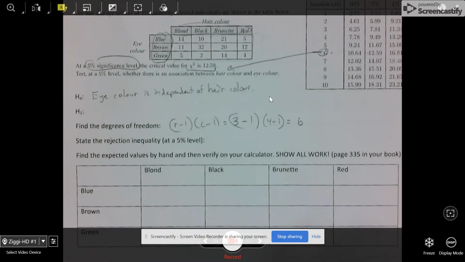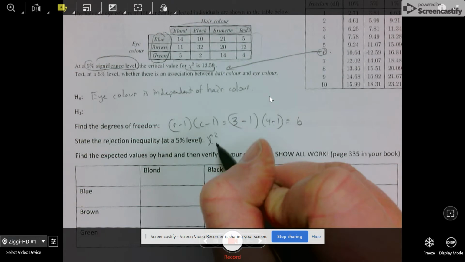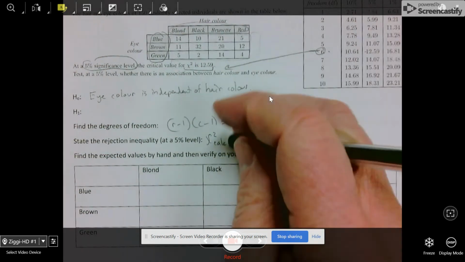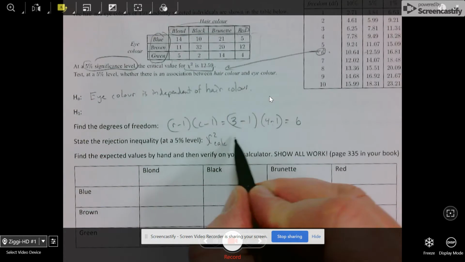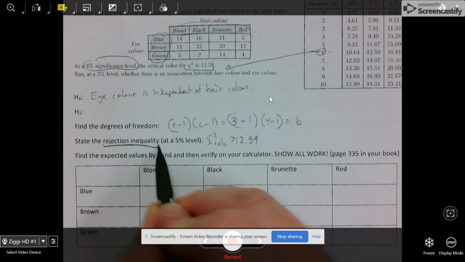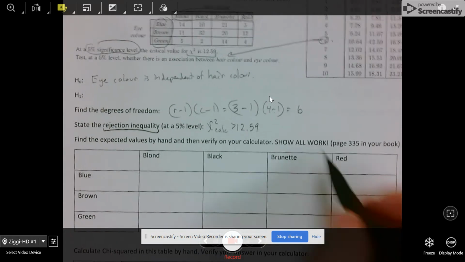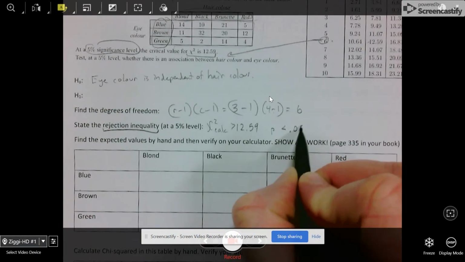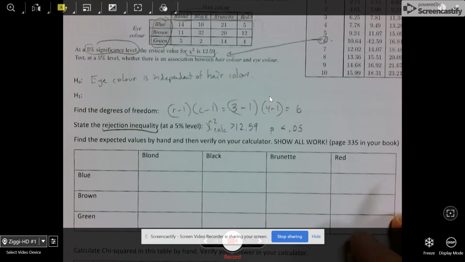The rejection inequality: chi-squared calculated, what we get down here, should be greater than 12.59. That's our rejection inequality. If it's true, we reject. Since we're testing at 5% level, with the opposite, if P is less than 0.05, we get the same result.